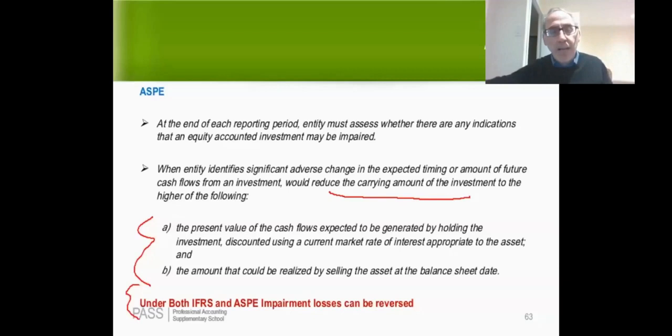Under ASPE, if equity accounted investments had fallen under the impairment section, the ASPE equivalent to IAS 36, you would not have been allowed to reverse an impairment. But because it doesn't fall under the impairment section, it's not bound by those rules. It falls under 3051, and under 3051, you are allowed to reverse an impairment loss even under ASPE. So if things get better the next year, you can write the investment back up.